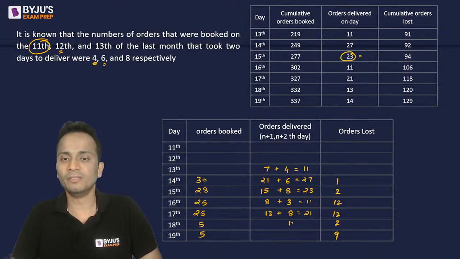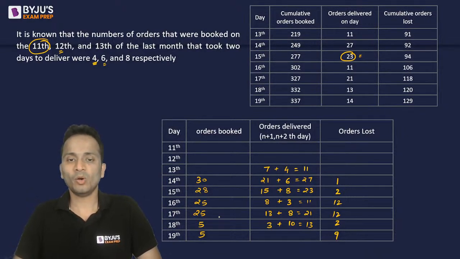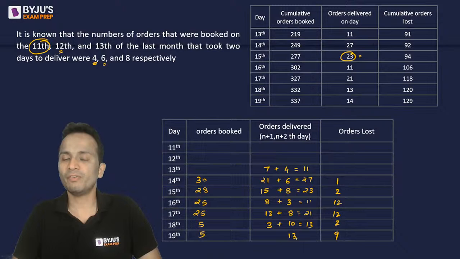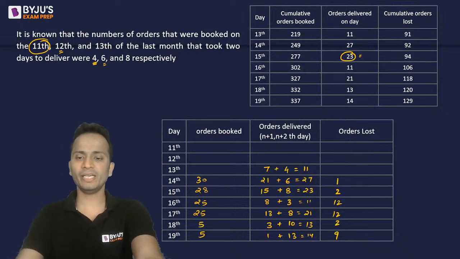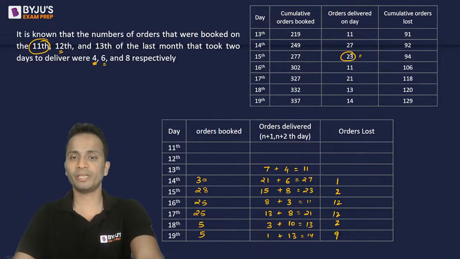I will write it. Total number of orders delivered is 13, so the remaining number will be equal to 3. Once again, 25 minus 3 minus 9, that is 13. 13 were delivered here out of a total of 14, so 1 was from the previous day. I hope you have understood all these numbers which I have filled up till this point.